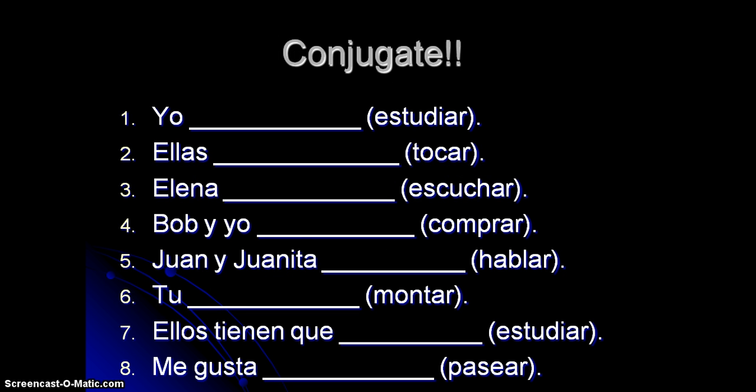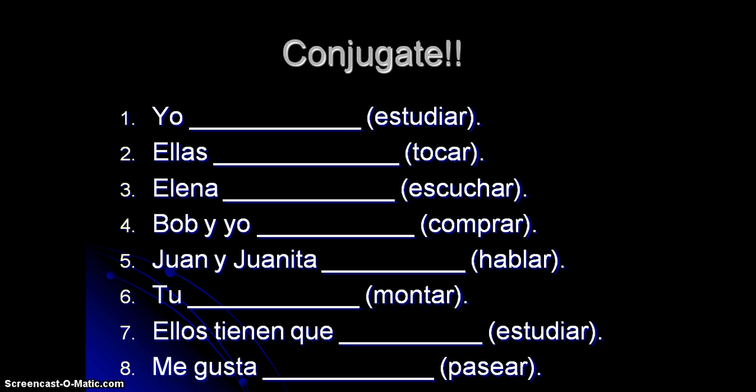Now I'm going to tell you to pause it right now. Look at this. Let's bring conjugations back. Yo, estudiar. Ellas, tocar. Elena, escuchar. Bob y yo, comprar. Juan y Juanita, hablar. Tú, montar. Ellos tienen que estudiar. And me gusta pasear. What I want you to do right now is pause it, and then we'll go over the answers.